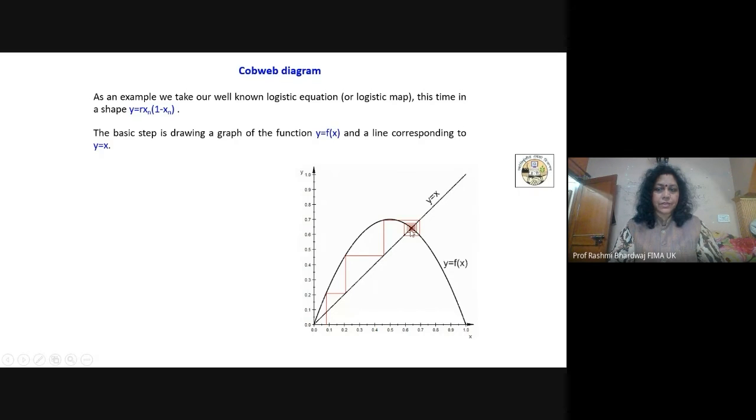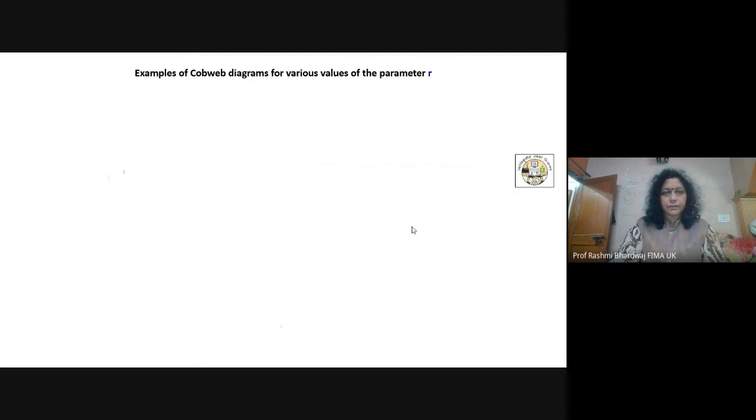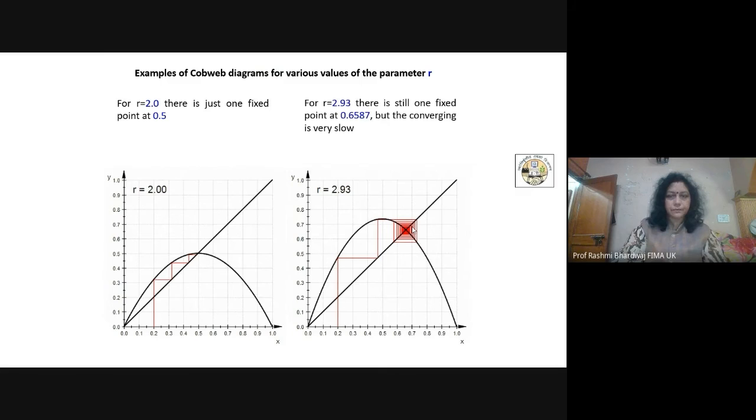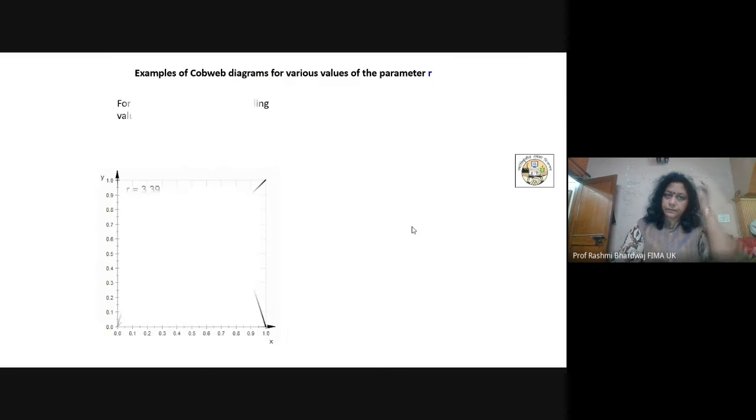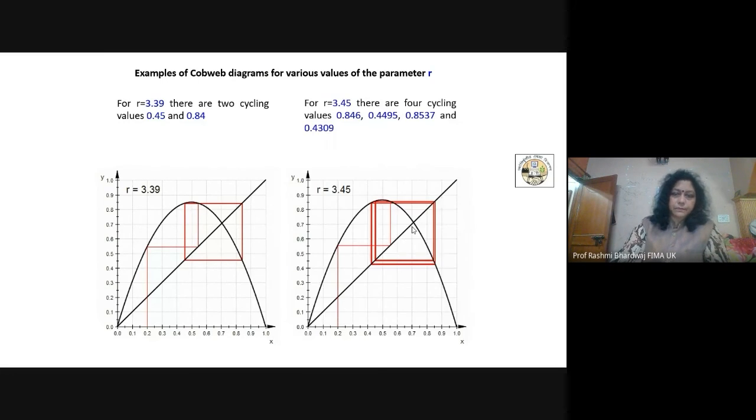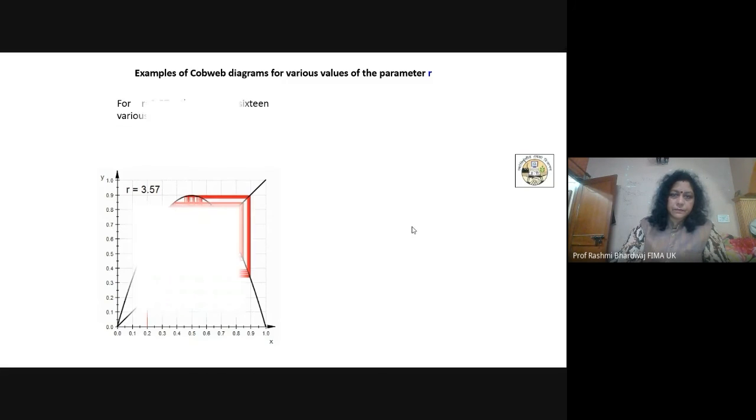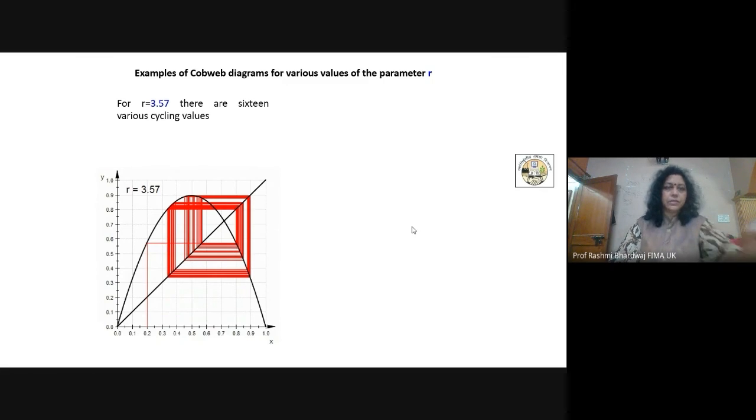If it is converging towards a point, that is considered to be a fixed point. And if it is converging to more than 1 point, then this is a periodic orbit. Whatever the points, accordingly you are getting different types of cycles. So these are the examples. This is the example. This is the example. See that I'm giving you all these. So there are 16 various cycle values.